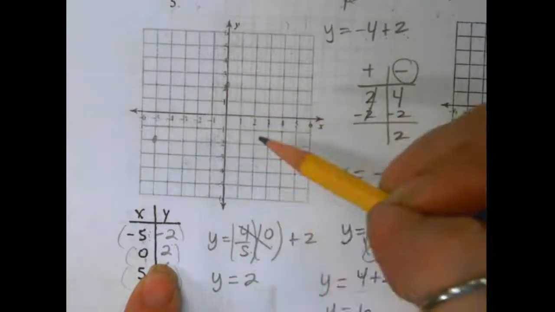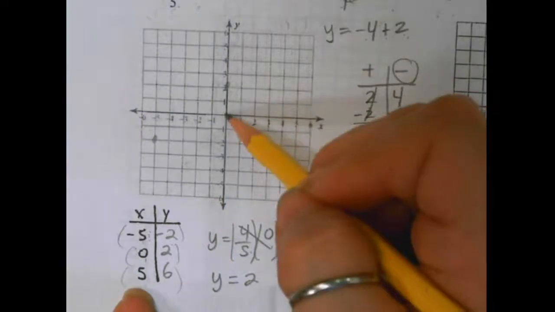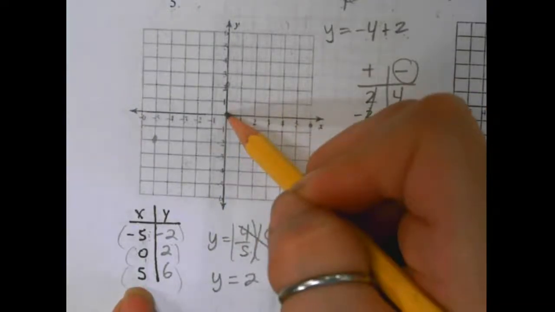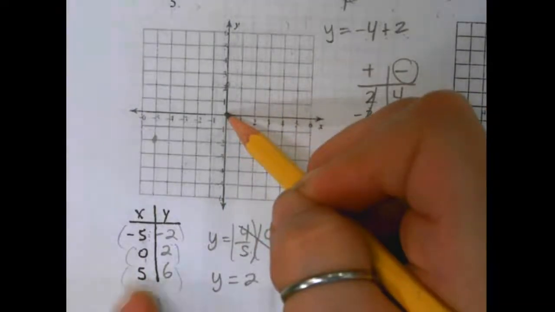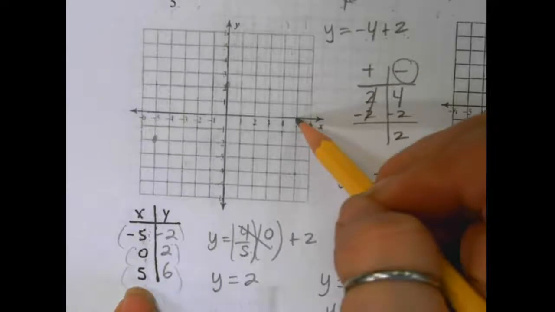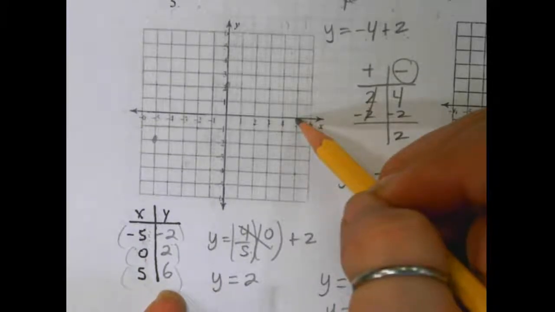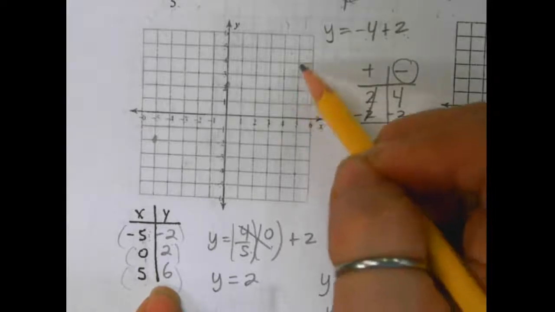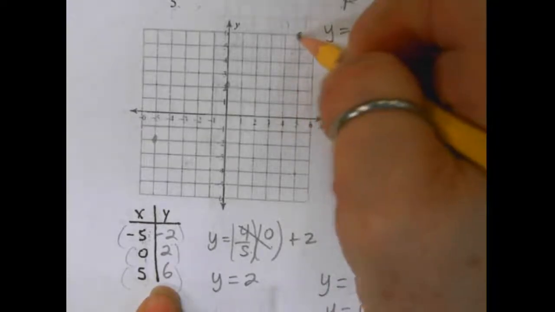Okay? Now I'm going to graph my last one, starting at my point of origin. What's my x value? So I'm going to go right or left? Right, because it's positive. 5. And then up or down? And what value? Up 6. That puts me here.